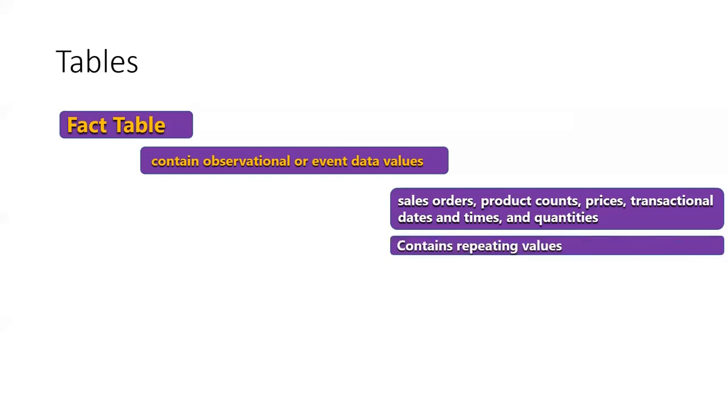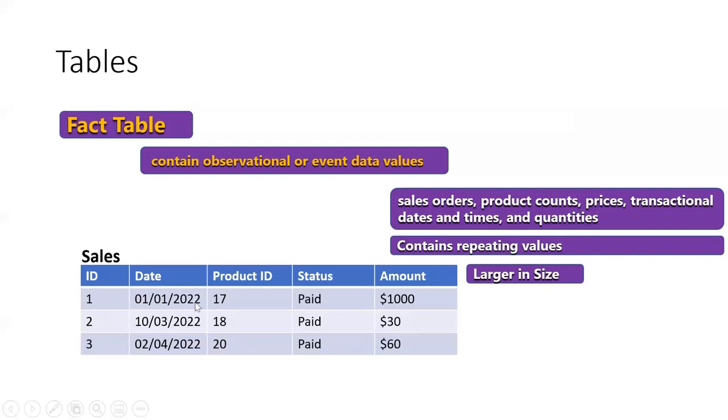It can contain repeating values as well, and it is larger in size. So sales is one table where you can say there is ID, date, product ID, status, but there is the amount field which is transactions. So in a day, if there are 100 transactions happening, there will be multiple rows for one date only. The date will be repeating here, ID will be increasing and unique, and its product ID may be the same or different as well. Status paid or unpaid, whatever it is, but the amount will be like this.